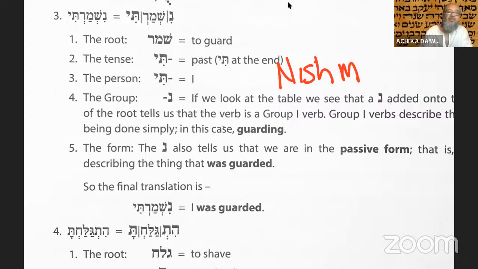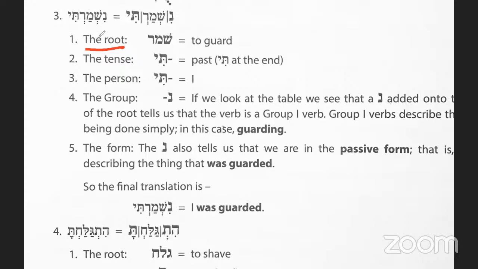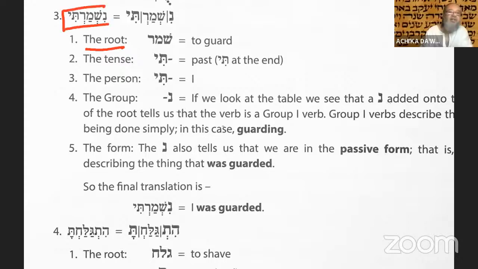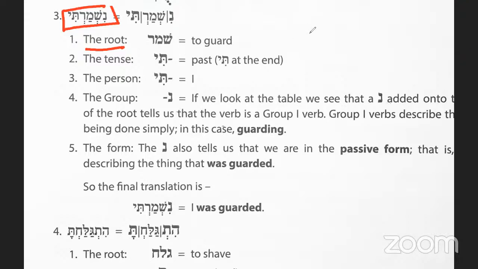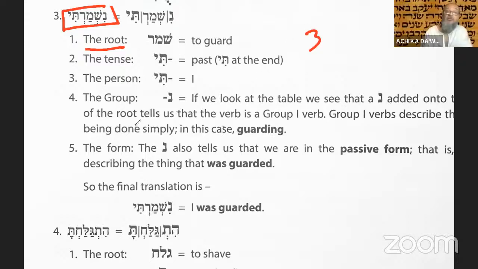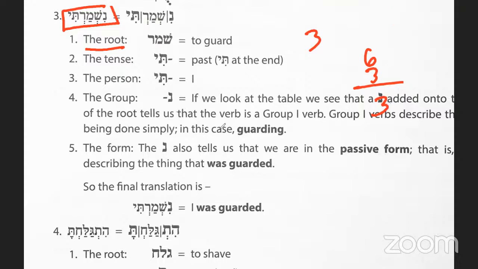Okay? So the first thing you want to look for is what? Root. Okay? So I got a whole bunch of letters here. How many letters am I looking for in the root? 3. Okay. So I got 1, 2, 3, 4, 5, 6. I got 6. So I know I got 3 left over. Tell me the 3 letters of the root. Shamar. Shin, M, and Resh.